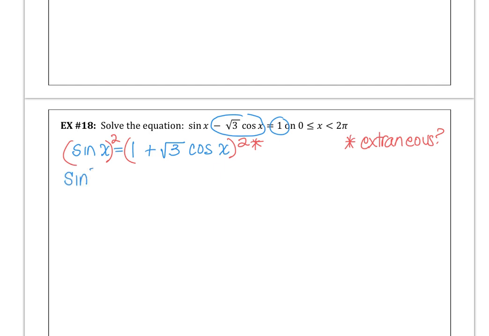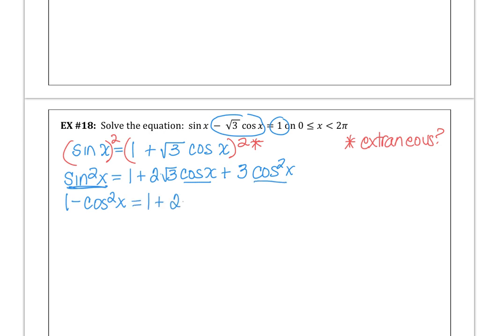Squaring the left, sine squared. Squaring the right is two binomials distributed out together. So we got 2 square roots of 3 cosine, and we have square root of 3 squared is 3 cosine squared. Sine squared can be rewritten as 1 minus cosine squared. I'm rewriting this so that we have everything in terms of cosine. And then 1 plus 2 radical 3 cosine plus 3 cosine squared.